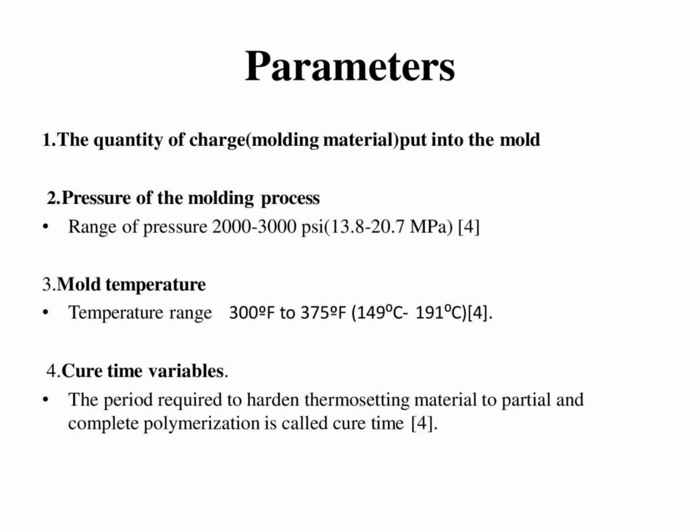For the parameters, first, the quantity of charged molding material put into the mold. Second, the pressure of the molding process, in the range of 2000 to 3000 psi. Third, the molding temperature, in the range of 300 Fahrenheit to 375 Fahrenheit. Fourth, the cure time variable. The period required to harden the thermosetting material and complete polymerization is called cure time.